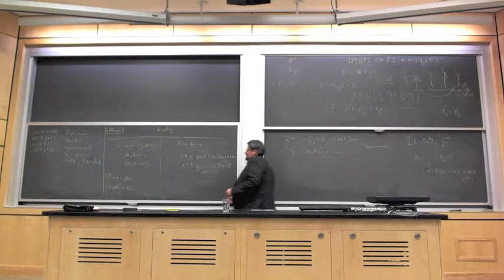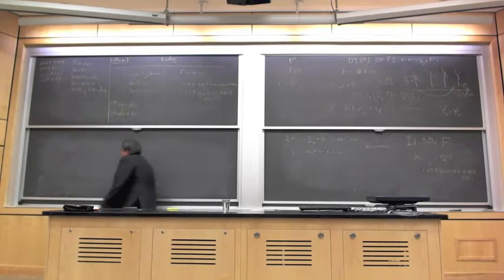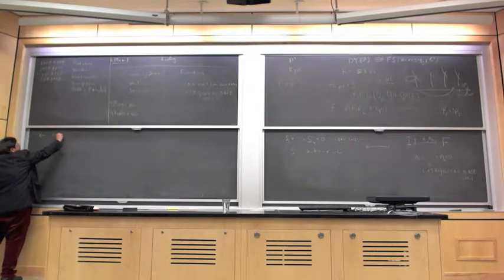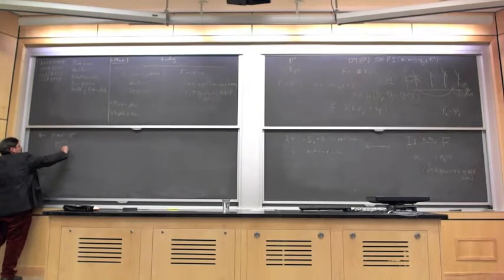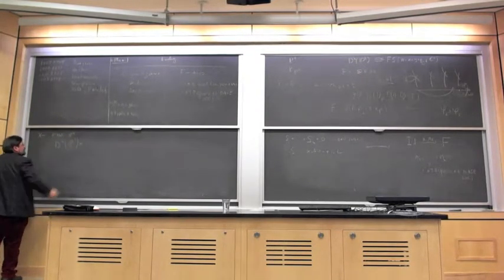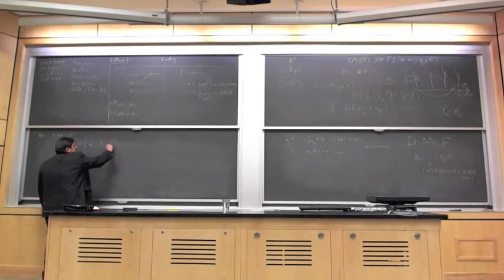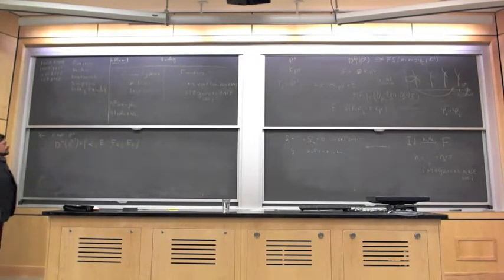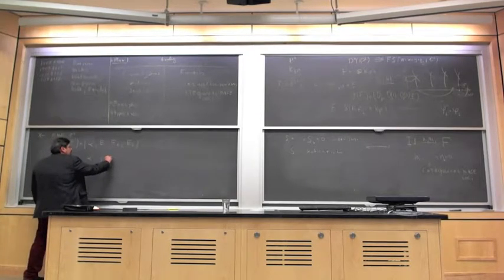So let's say that we take X equal to P2. So the derived category of P2 is known to have the following form, where E1, E2, and E3 are the exceptional objects, and alpha is the so-called quasi-functor.